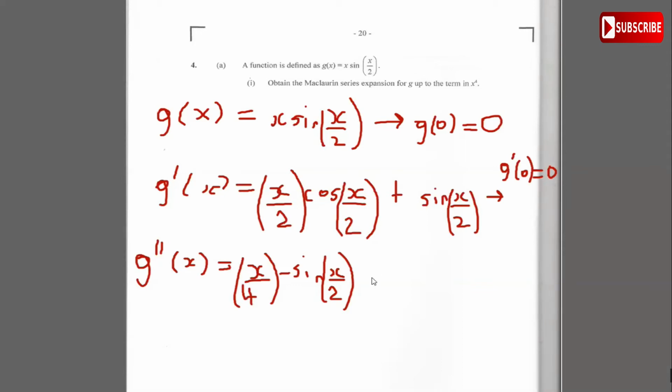Plus, keep the second, which is x over 2, times the derivative of x over 2. The derivative of x over 2 is a half. So I'll get a half cos x over 2, plus, when I differentiate sine x over 2, when you differentiate sine, you get cos. So it becomes plus, not minus. Plus cos x over 2 times half, which is plus a half cos x over 2.